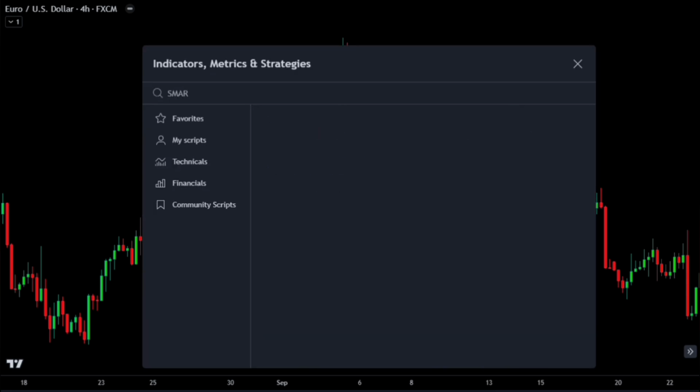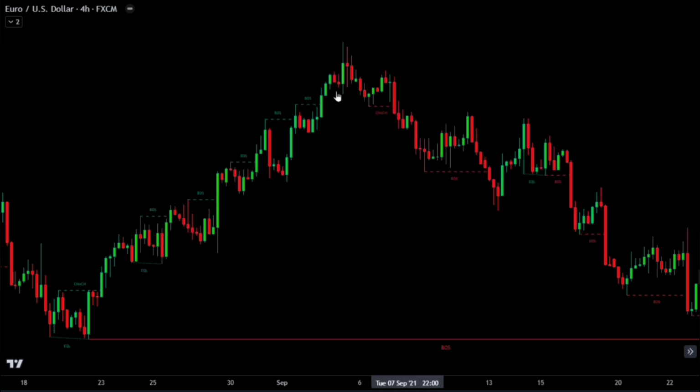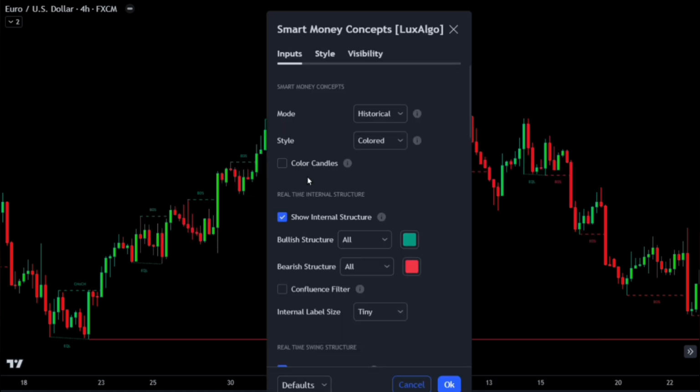Search for Smart Money Concept and choose the one by Lux Algo. Adjust the indicator settings accordingly.